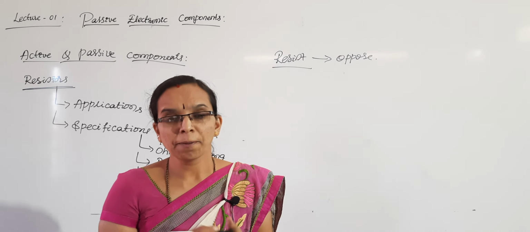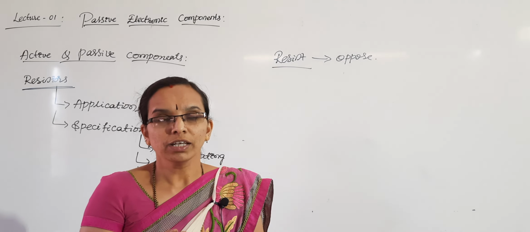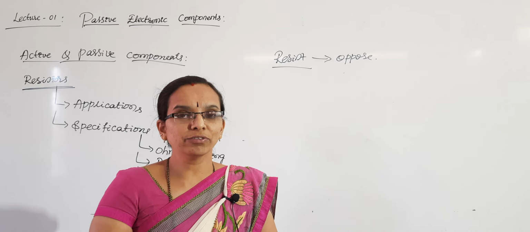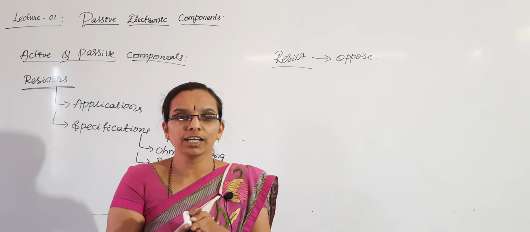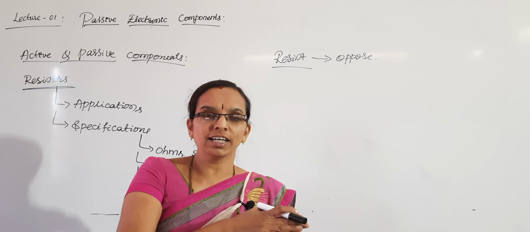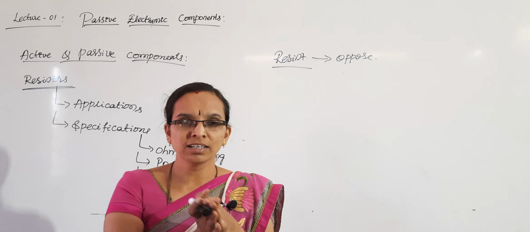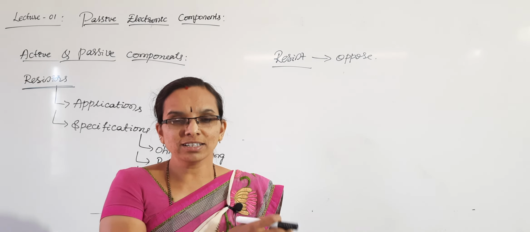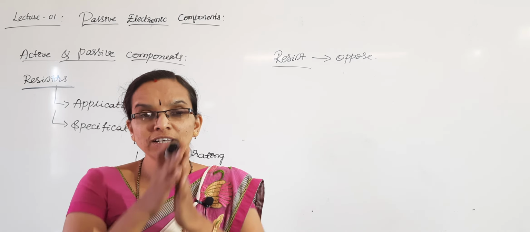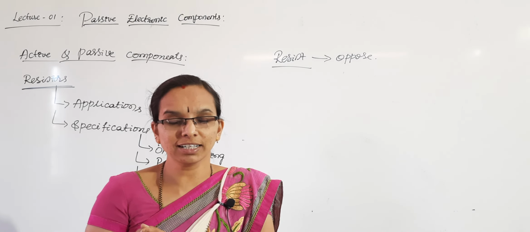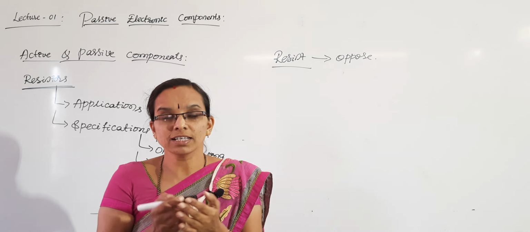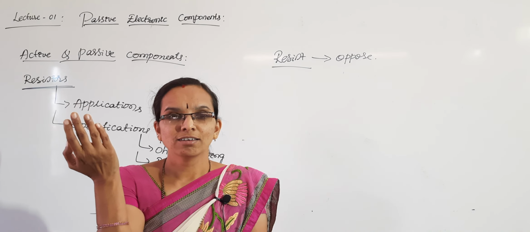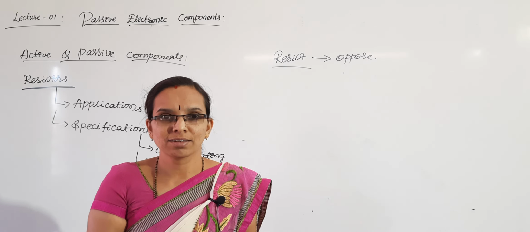property of opposition, either a little or more. See, conductors, insulators, semiconductors. So how will we define resistivity? Electrical conductivity is more in conductors. Conductivity is not there in insulators. The electrical conductivity lies between insulators and conductors for semiconductors. In the same way, with resistivity, insulators have more resistance, conductors less resistance.